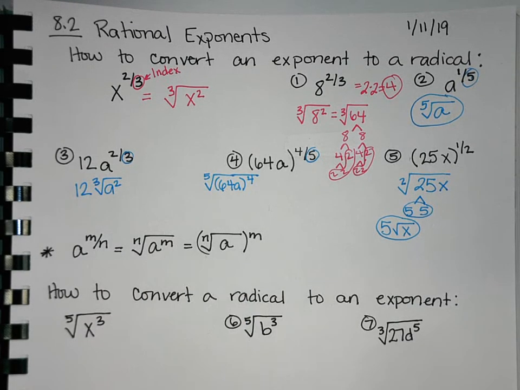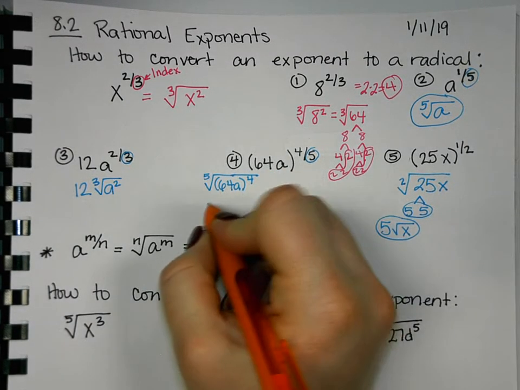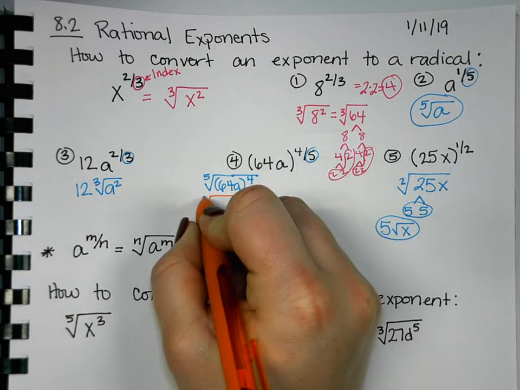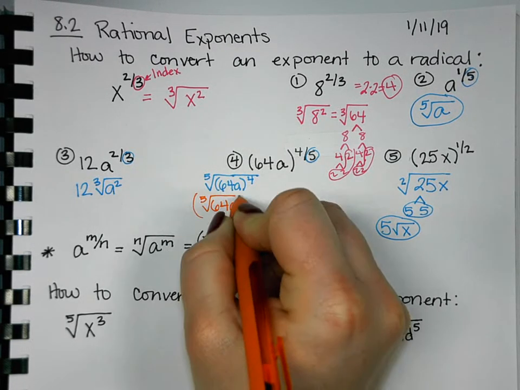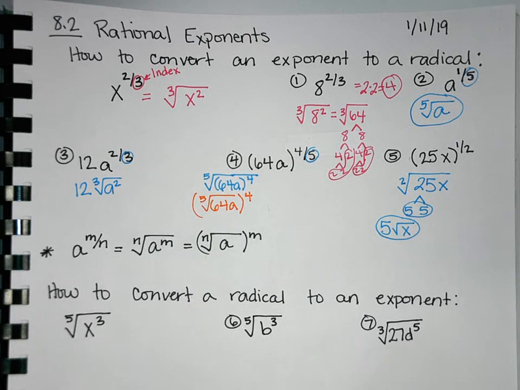So if I wanted to, say on number 4, to not have such a big number, we can also have written this with the 4th power outside the whole radical. These are the same statement.